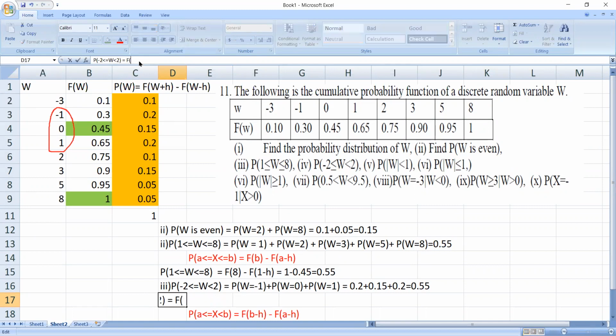it is f of 2 minus h, minus f of -2 minus h. Now f of 2 minus h means slightly below 2, which is in our w equal to 1, so it is 0.65. And f of -2 minus h means below -2, that is for -3, that is 0.1. So 0.65 minus 0.1 comes to 0.5.